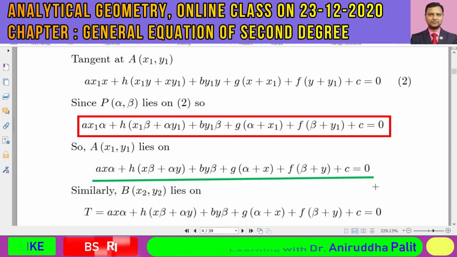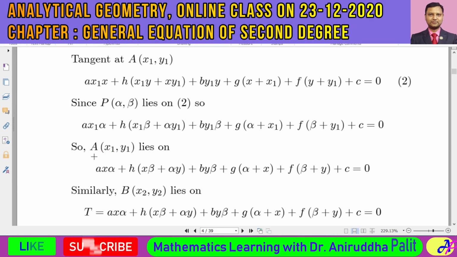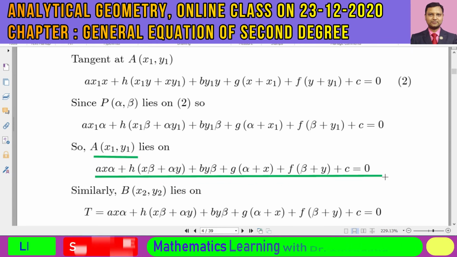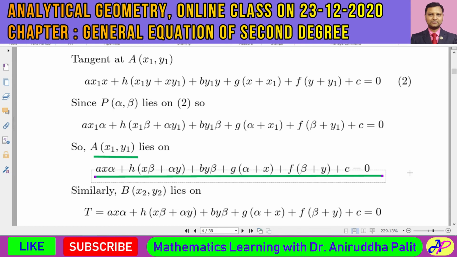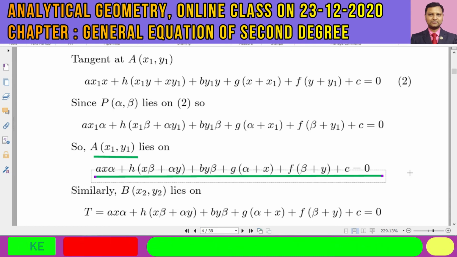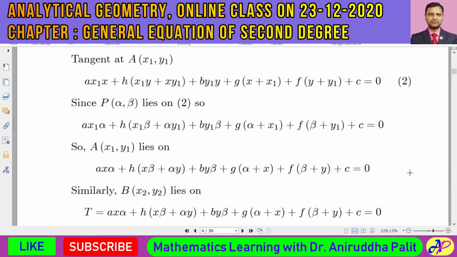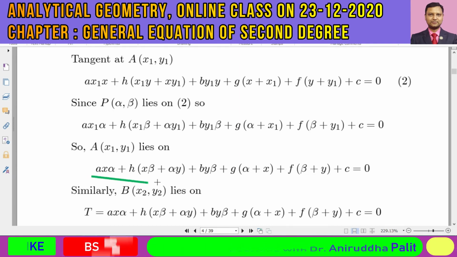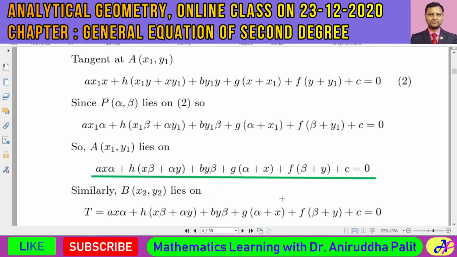Okay, is it clear that x1 y1 lies on this kind of straight line? Is it clear to you? Hello, please respond. Yes, sir. So x1 y1 lies on this kind of curve. Fine. And what is this?